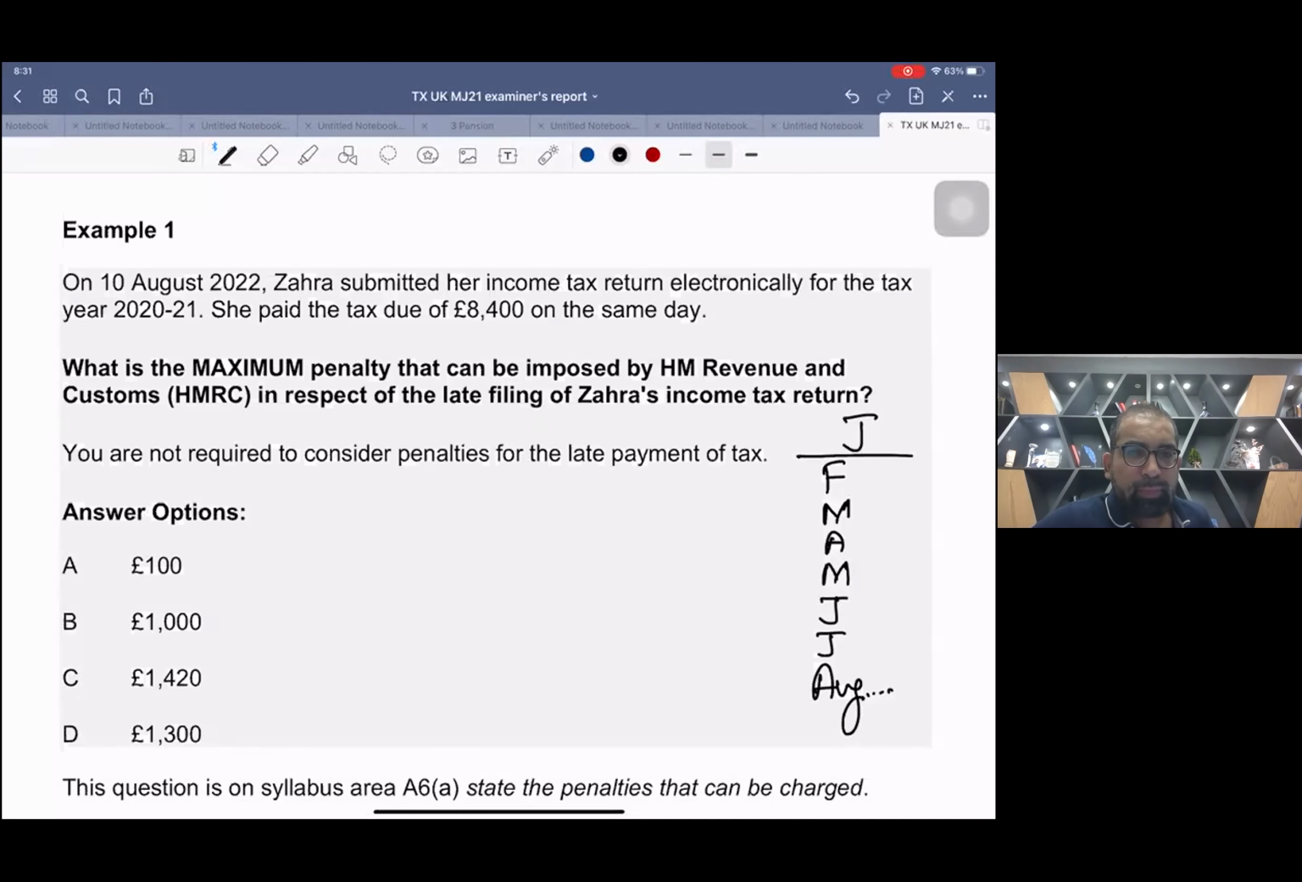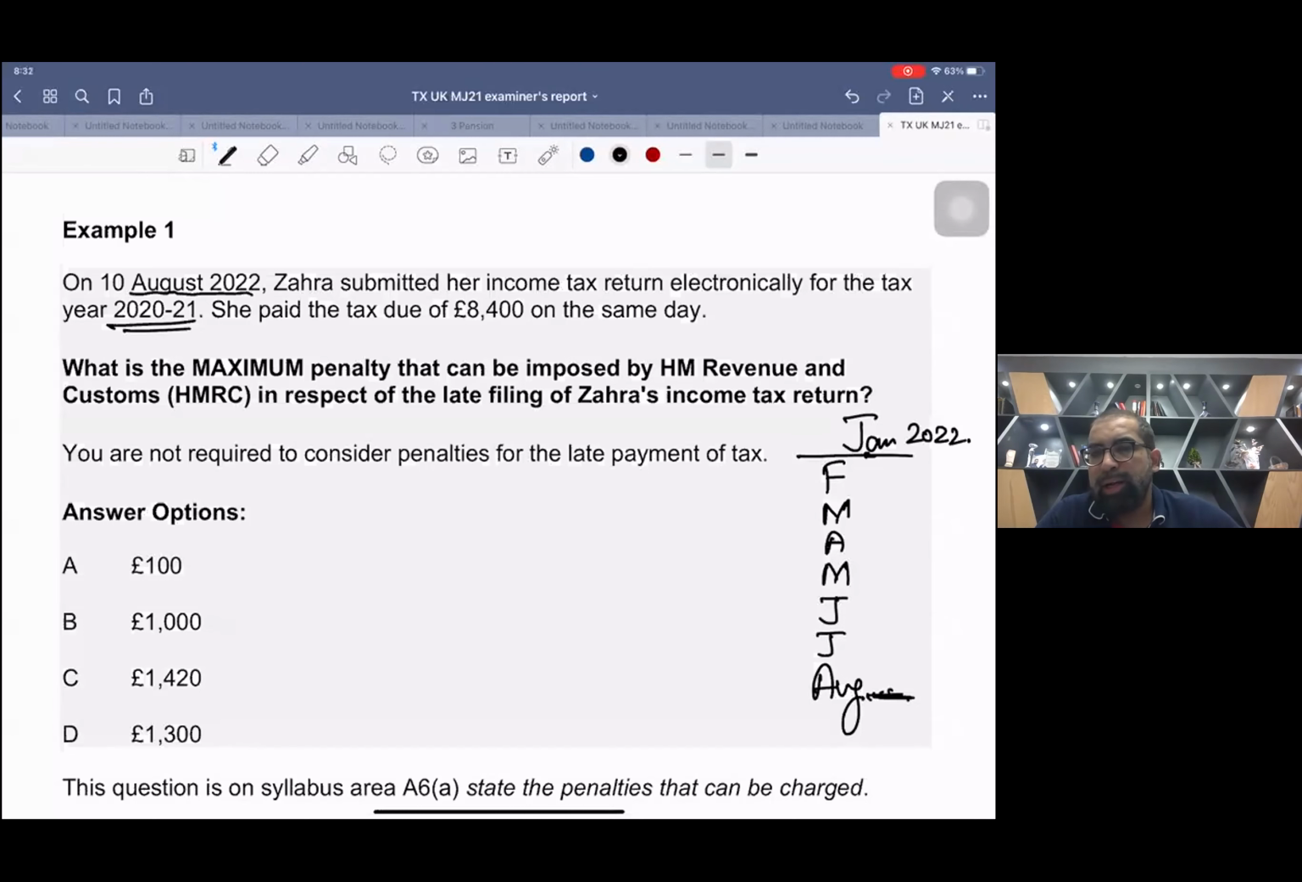Okay, now listen, students. First of all, they are talking about the electronic tax return of 2021. You must know the dates. It's all about memorization. This paper, you need good memory. For 2021 fiscal year, the last due date for electronic tax return is 31st January, January 2022. This is the last date. But you submitted your return on 10th of August 2022. So you are 6.5 months late from the due date.